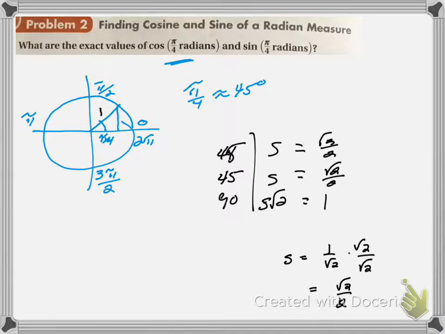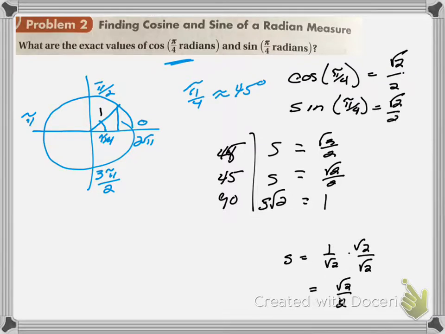So we're in the first quadrant, so they're both positive. So the cosine of pi over 4 is radical 2 over 2, and the sine of pi over 4 is the same, radical 2 over 2.